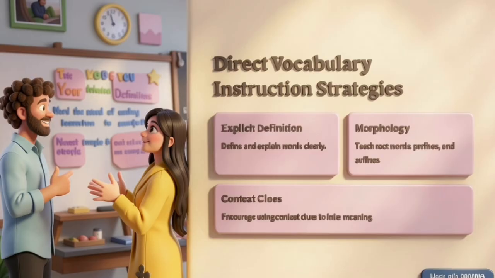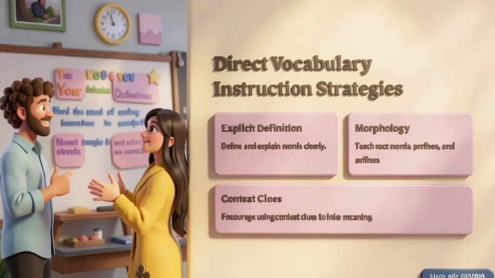The second strategy is morphology, which involves teaching students about word parts such as roots, prefixes, and suffixes. Understanding word structure helps students decode unfamiliar vocabulary and expand their word knowledge. So, for example, if students know that "un" means not, they can understand that "unhappy" means not happy.